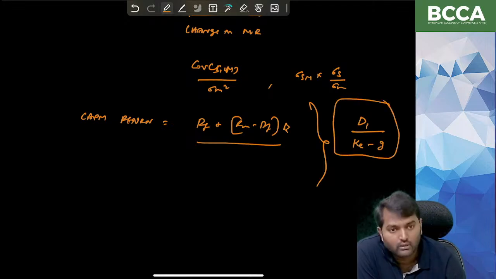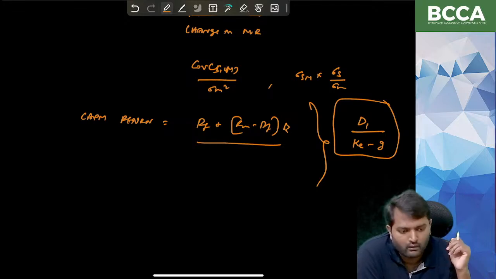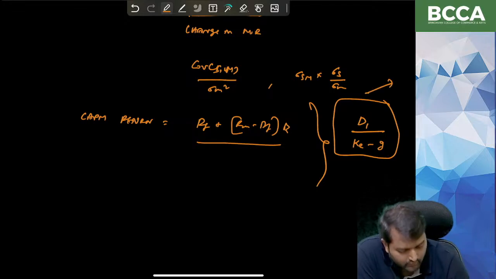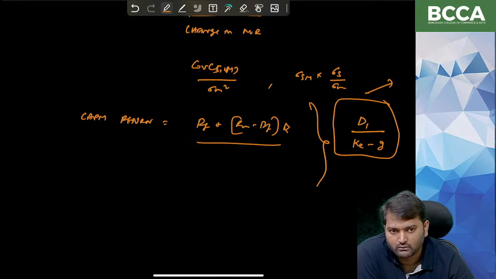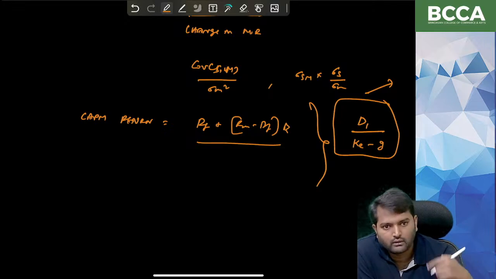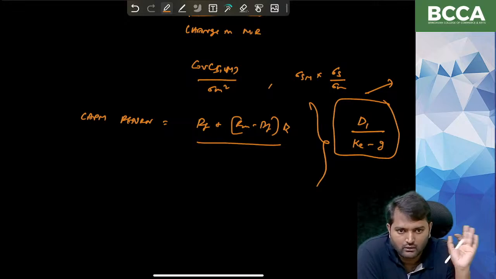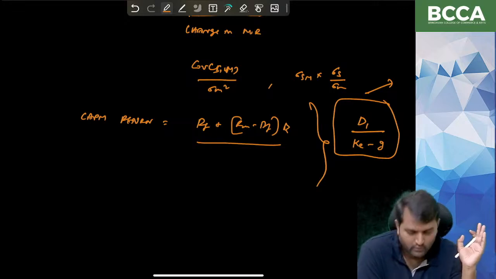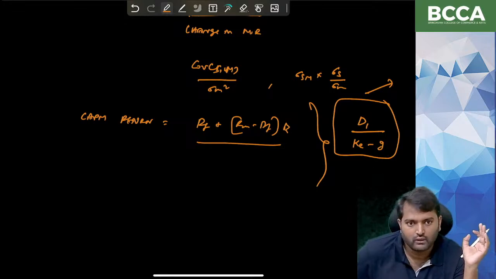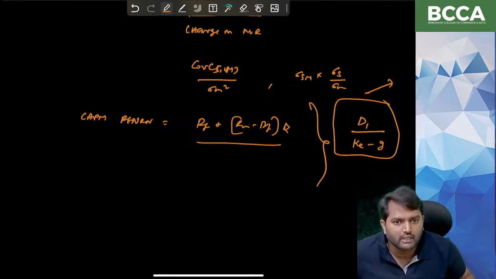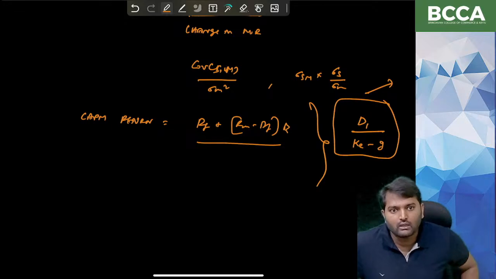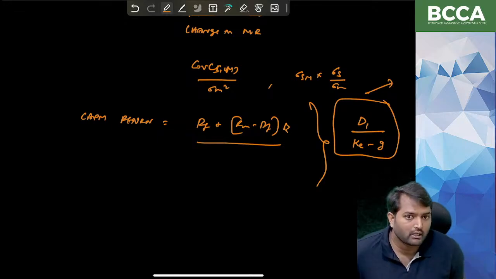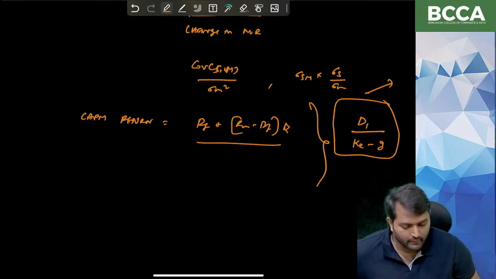This formula is similar to the fifth example. For this concept, I have discussed the time value of money concept. To explain this D1 divided by KE minus G, I took 1 hour for explaining time value of money. Okay. So CAPM return is used for finding out the price of a security. Capital asset pricing.